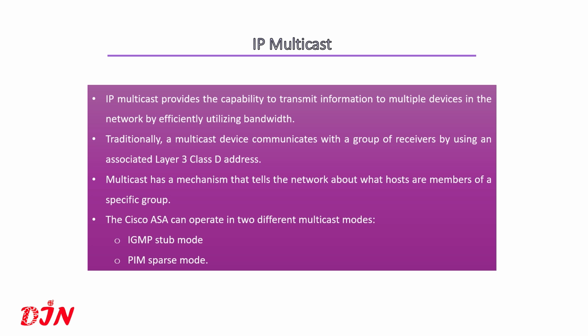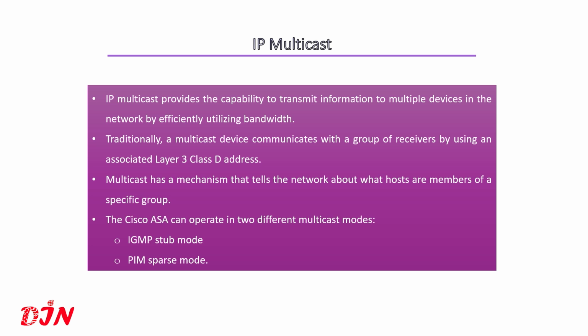Traditionally, a multicast device communicates with a group of receivers by using an associated layer 3 class D address. The lowest bit of the first byte of the Ethernet multicast addresses must be a 1, which allows the device to differentiate between multicast and unicast packets.